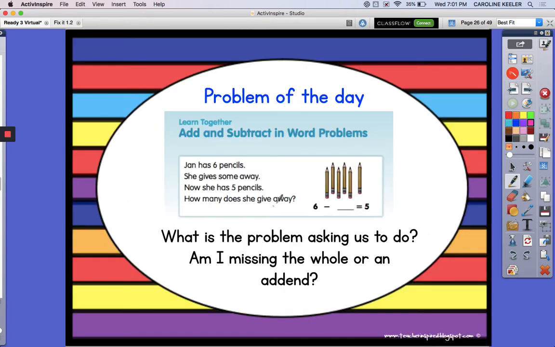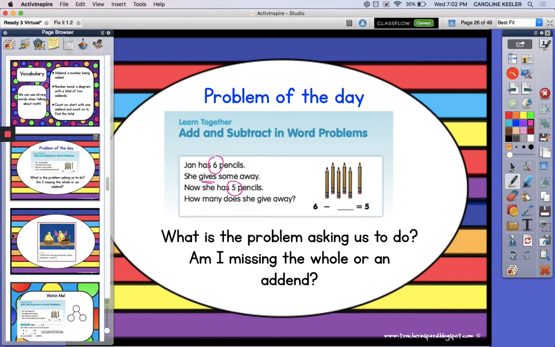Let's take a look at our problem of the day. Remember, I have to read the problem and then I have to decide what they're wanting me to do, okay? So it says Jan has 6 pencils. She gives some away. Ooh, I know that I'm going to subtract because she's giving some away. Now she has 5 pencils. I need to figure out how many she gives away.